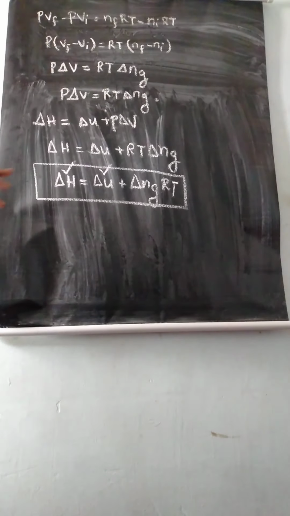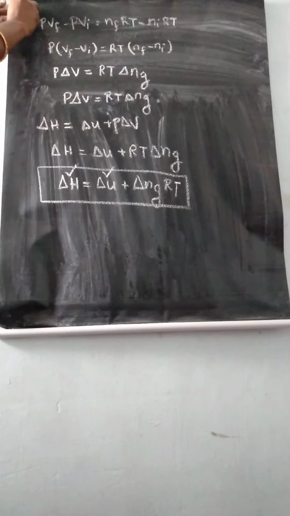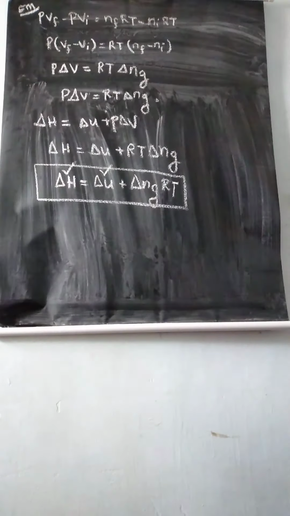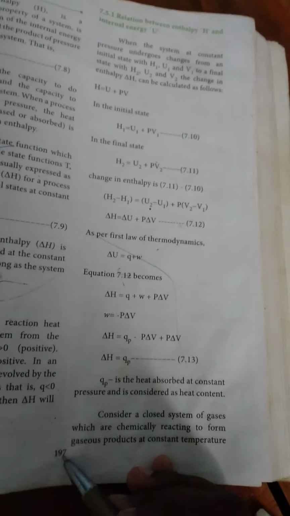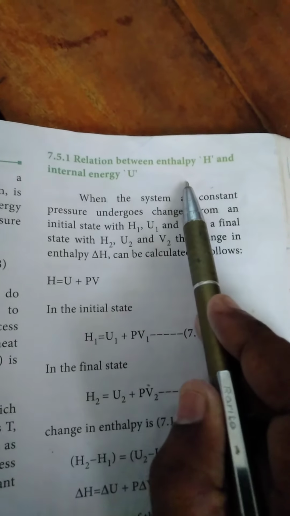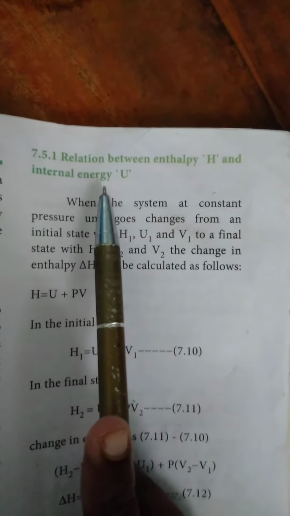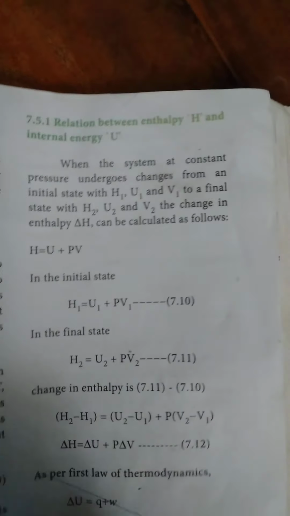This is the relation between enthalpy and internal energy. Understand this? This is one of the important 5-mark questions: derive the relation between enthalpy and internal energy. Understand this topic? Any doubt? Now listen, take page number 197. Note the question: derive the relation between enthalpy and internal energy. This is an important 5-mark derivation question.